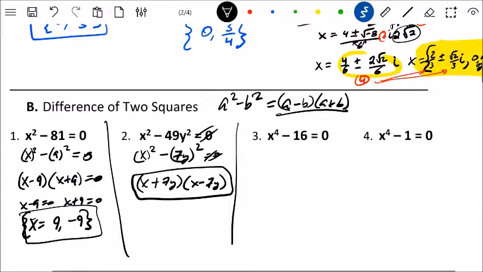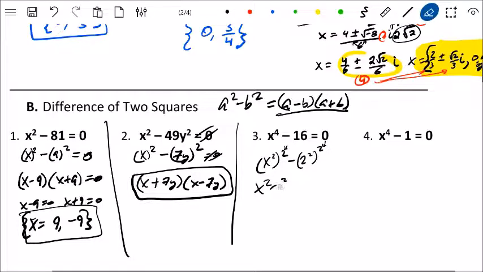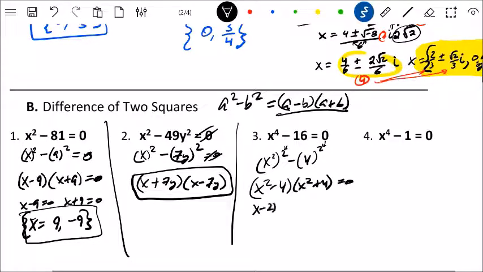So for the third one, what we're going to look at is that this can be seen as x squared squared minus 2 squared squared, or 4 squared. So because of the first set of squares, we can do x squared minus 2 squared. I'd like to write that as a 4 because it's easier to think of. So I'm going to go back here to x squared minus 4 and x squared plus 4 equals 0. So in this case, we get x minus 2 and x plus 2, and we're going to make that equal to 0. And then the other one, x squared plus 4 is equal to 0.